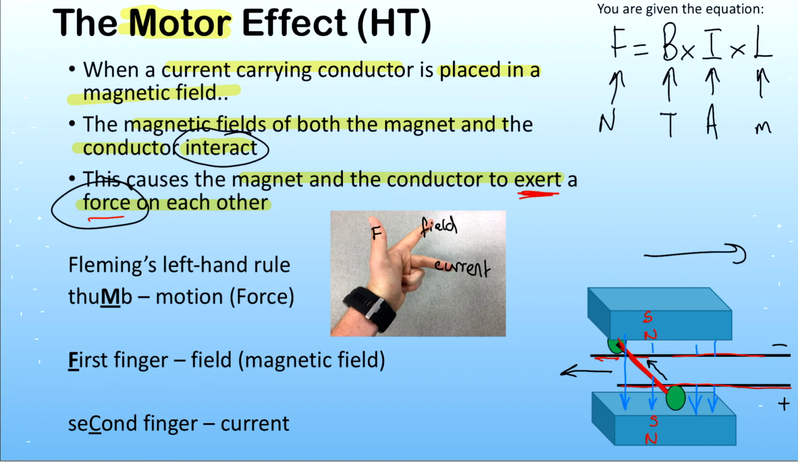So to increase the amount of force, we could increase either the strength of the magnets, the current that's running through the wire, or the length of the wire that's in the magnetic field. And you'll be given numbers just to put into that equation.